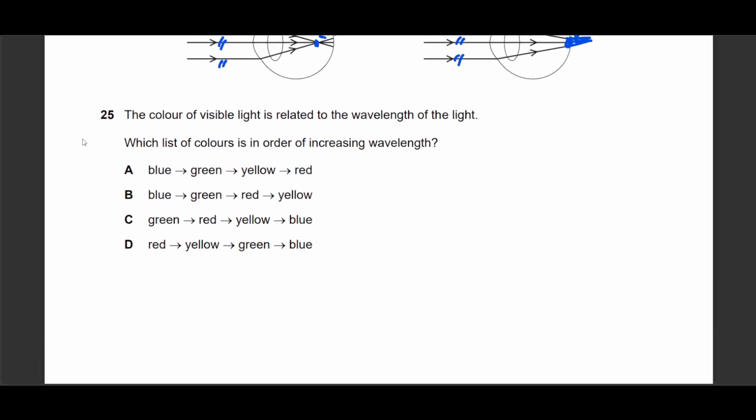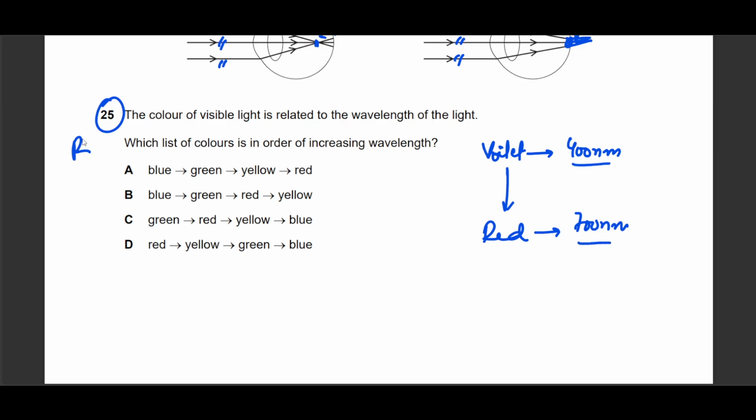Question number 25, again a question from memory. We understand that the wavelength of violet or blue light is approximately 400 nanometers, and as we go down, the wavelength of red light is 700 nanometers. I've advised the students many times over, it's always a good idea to remember these wavelengths. Apart from the wavelengths memorized for the electromagnetic spectrum, the question is repeated almost every year, where he invokes the idea of whether students remember the wavelengths individually. So question number 25 is very obviously option A.